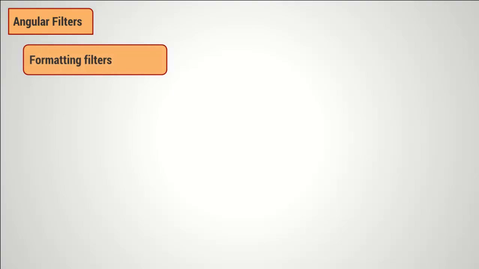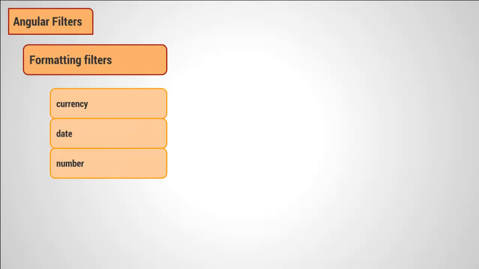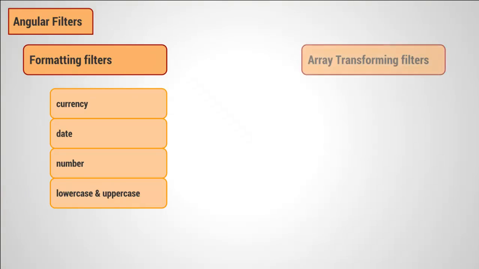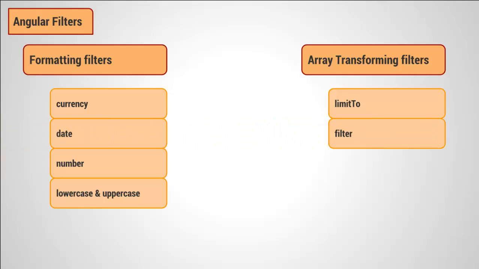We have different formatting filters like currency to format with currency symbols, date for formatting dates, number to format numbers with decimal places, and lowercase and uppercase are self-explanatory. We have three different filters operating on an array. limitTo shrinks an array to a specified size. filter is a general purpose filtering utility, and orderBy is used to sort an array. If these filters seem insufficient, we can create our own. Sounds interesting? So let's format some of our views with formatting filters first.